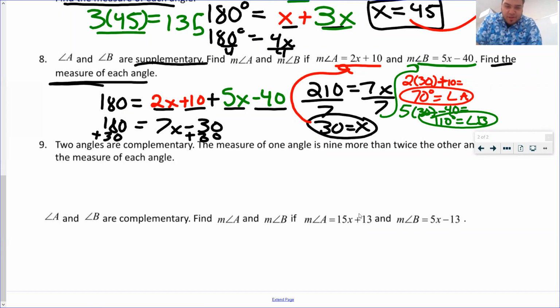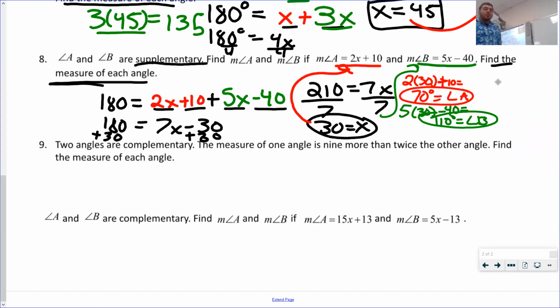Two angles are complementary. One angle is 9 more than twice the other angle. Find the measure of each angle. Okay, so two angles are complementary, important. And one angle is 9 more than twice the other. That's a lot of things going on, but we can handle it.